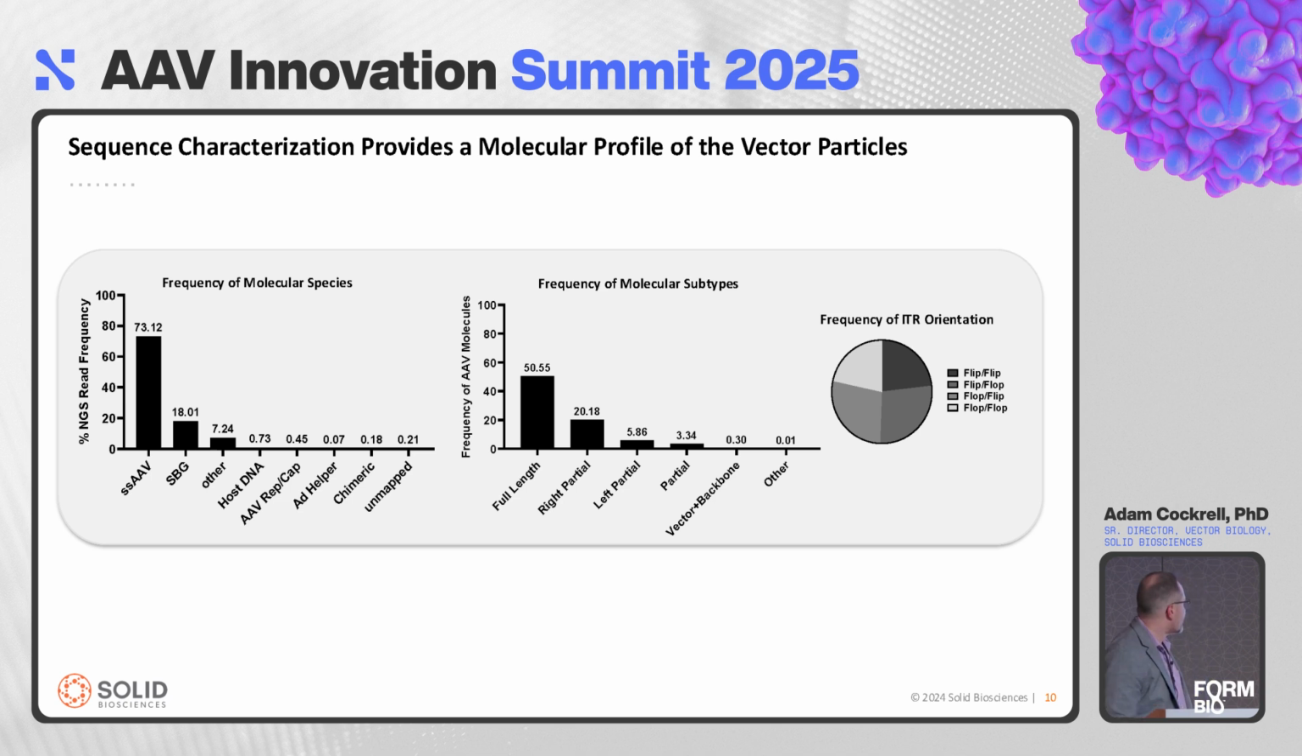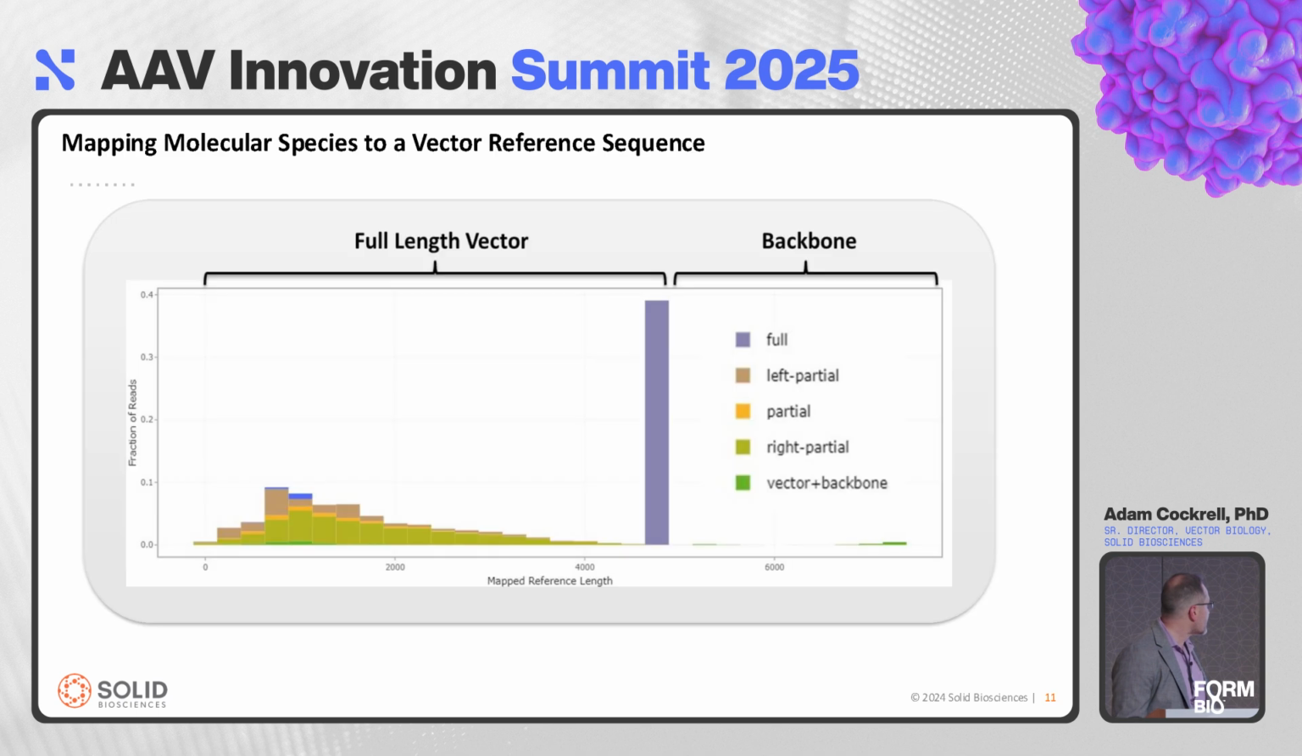Anyway, when you take a closer look at that, the full length is giving about 50%, and then you can see the product over here that you thought was single-stranded is actually comprised heavily of right partials, quite a bit of left partials, and even normal partials. And then going back to Phil's flip and flops, you can get a nice peek at those 1-to-1-to-1-to-1 ratios of the flip and flop that tells you about the integrity of what you've been packaging into your vector.